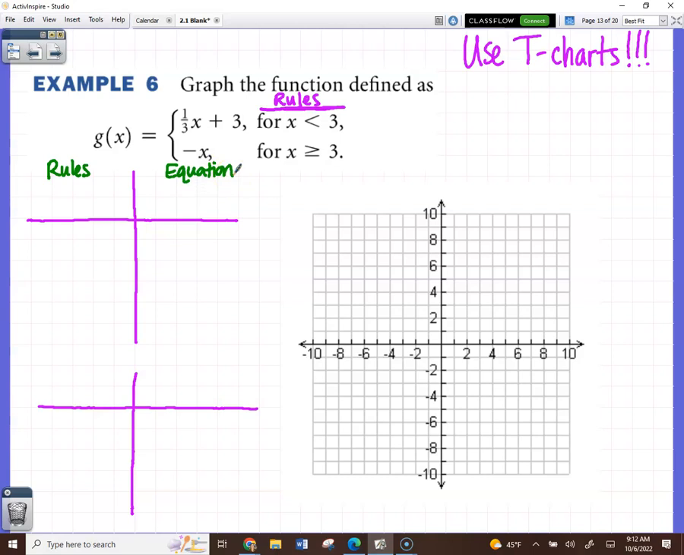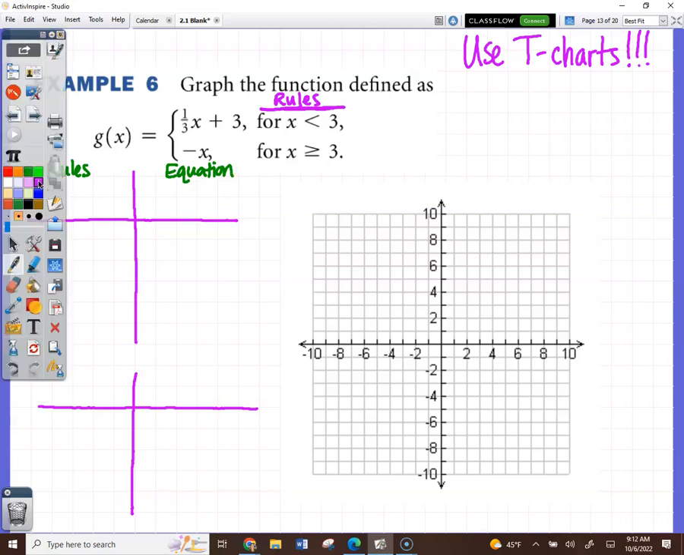You do need to recall that in a T-chart, the first column is X, the second column is Y. Well, in a piecewise function, what column refers to X? The rules, which is why it needs to go first. And from the rules is where we generate the Y values.